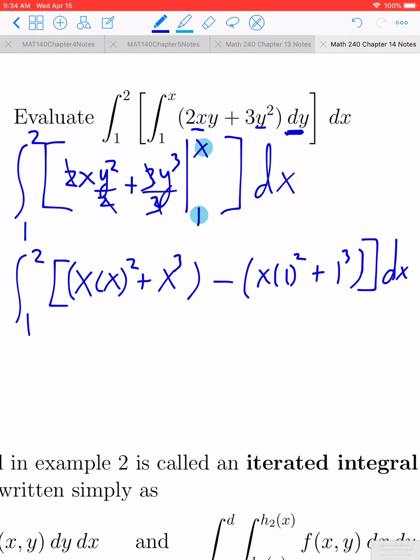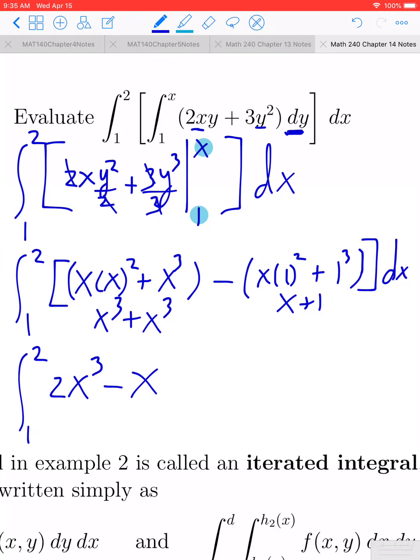And then we need to integrate this dx. This is the definite integral from 1 to 2. If we simplify the inside, this is going to be x cubed plus x cubed, which will give us 2x cubed. 1 squared is 1, 1 times x is x, 1 cubed is 1. And then we have to subtract x and subtract 1. So now we have the definite integral from 1 to 2 of 2x cubed minus x minus 1.